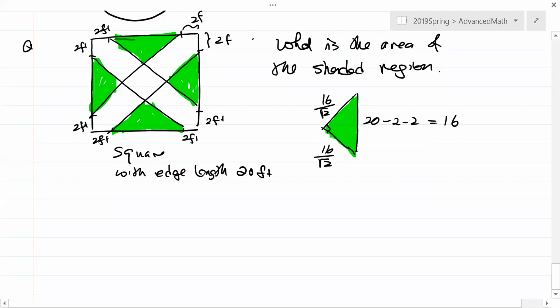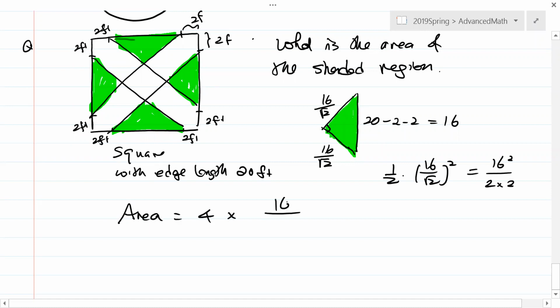So the area of this tiny one is going to be half of the base times the height, divided by 2. So it's going to be 16 squared over 2 times 2. But you have 4 pieces there, so the total area is going to be 4 times 16 squared over 2 times 2, which is 16 squared.